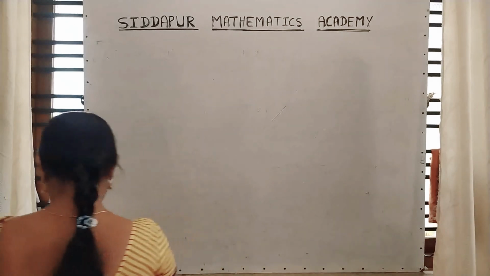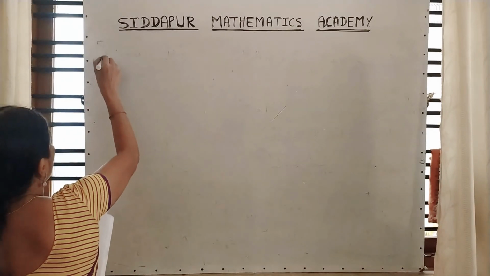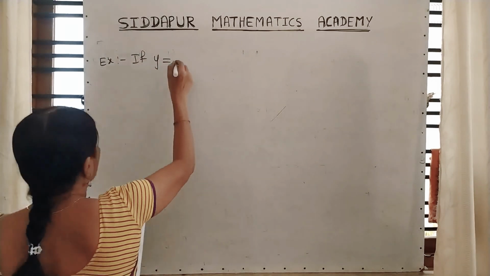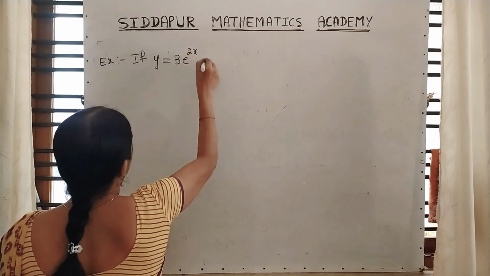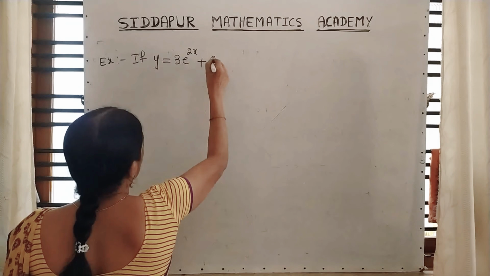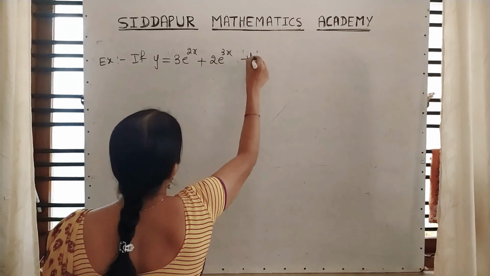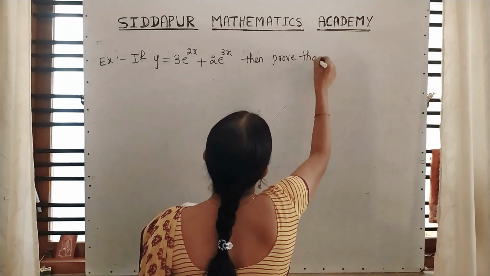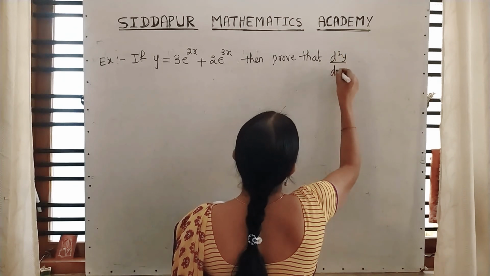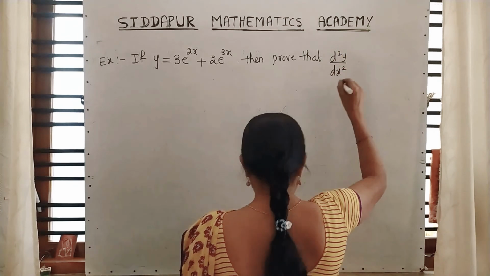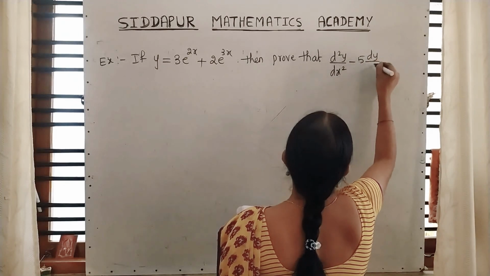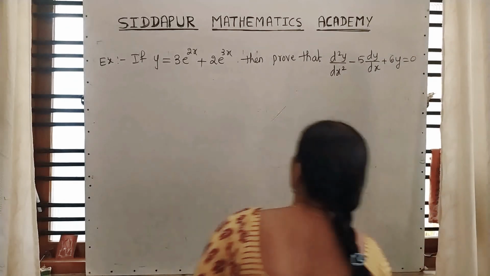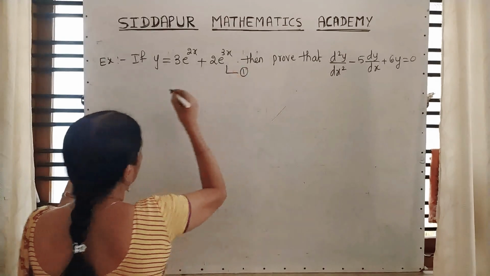If y is equal to 3 into e raised to 2x plus 2 into e raised to 3x, then prove that d square y upon dx square minus 5 into dy upon dx plus 6y is equal to 0. This is equation 1.